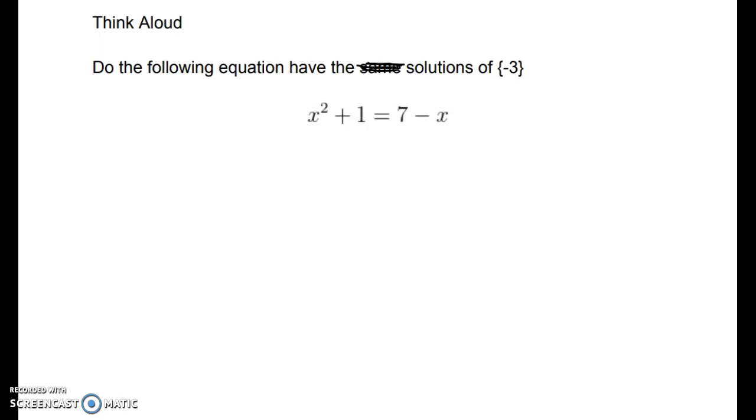All right, let's take a look at this problem. It says, does the following equation have the solution of -3? Remember, solutions are all of my x values. They are what makes the statement true or make the problem true.